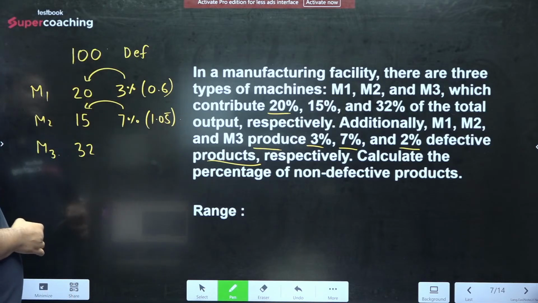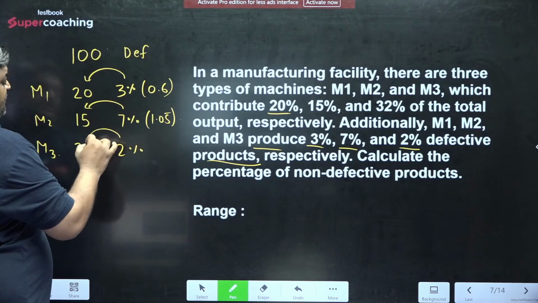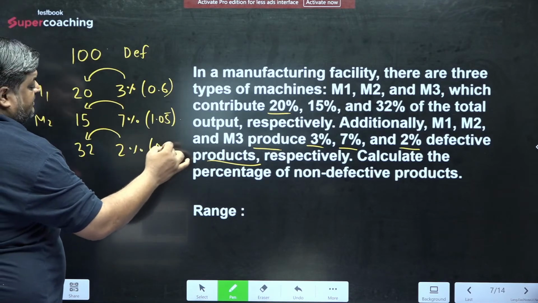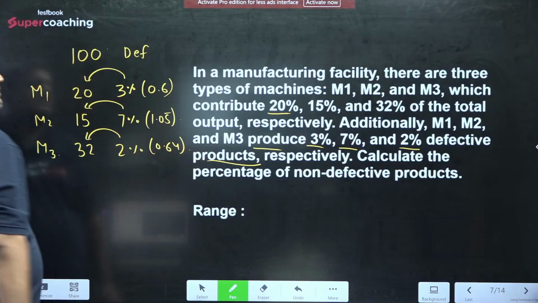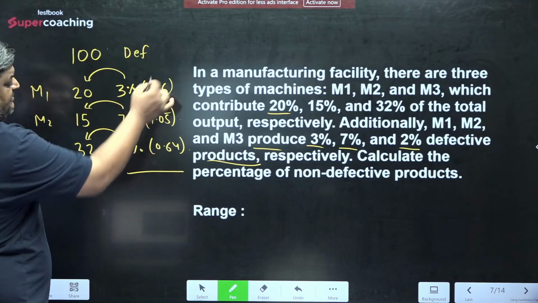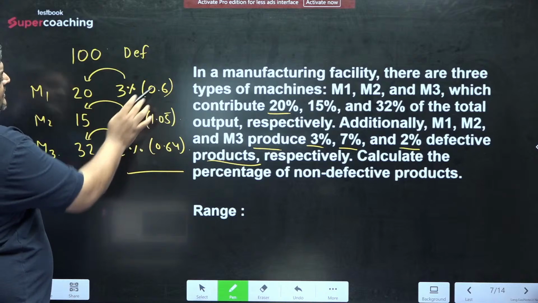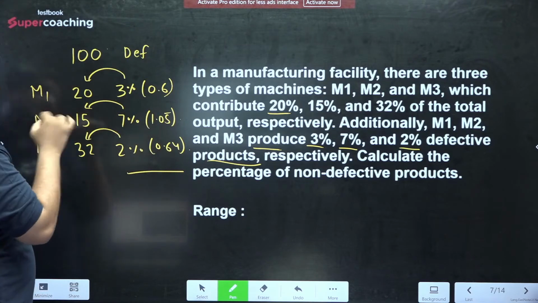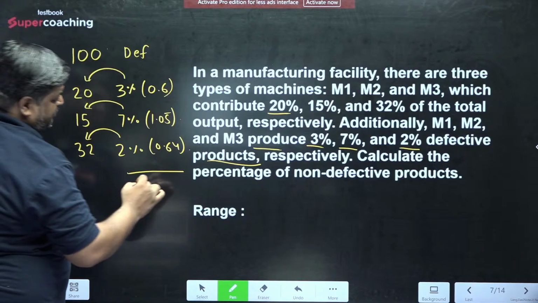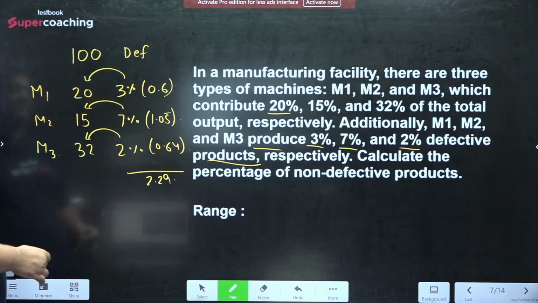right? And M3 का defective percentage is 2%. 2% of what? 32, so this is 0.64. Total defective कितना है? Total defective is how much? Add them. So this is 0.64 plus 1.05 plus 0.6. So this is 2.29. 2.29 is the total defective.